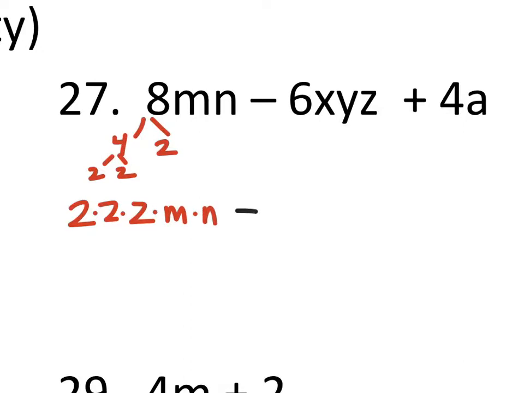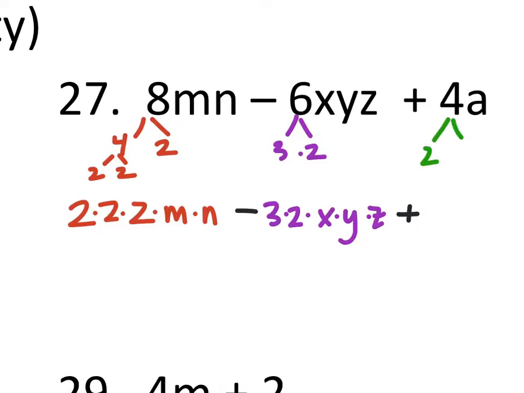But don't forget the letters on that, because when we look at the analysis of this later, we're going to want to know if there are any letters in common, variables in common that we can also pull out. And then the 6, that would be like 3 and 2 right there. So that's 3 times 2 times x times y times z. And then we got plus 4a, so 4 would split up into 2 times 2. So 2 times 2 times a, and this is the prime factorization of that term.